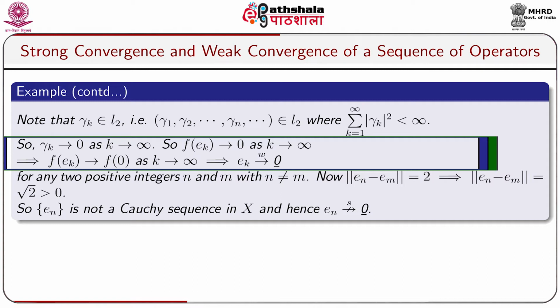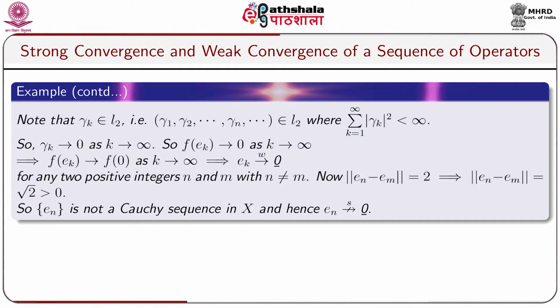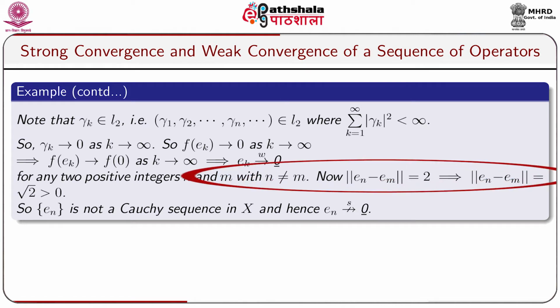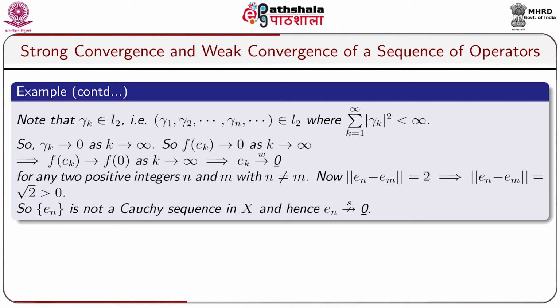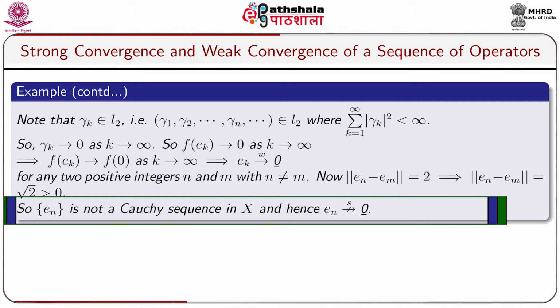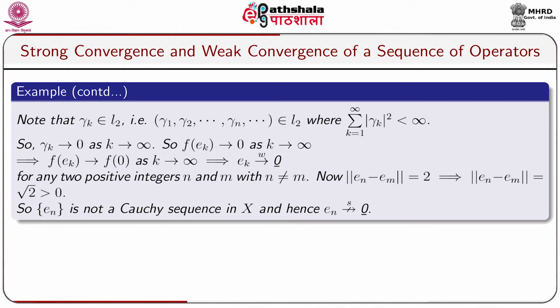So, gamma k tends to 0 as k tends to infinity. So, F of Ek goes to 0 as k tends to infinity. This means F of Ek goes to F of 0, because F of 0 equals 0, as k tends to infinity, which implies that Ek converges to the 0 vector weakly. For any two positive integers n and m with n not equal to m, we see that norm of En minus Em squared equals 2, which implies that norm of En minus Em equals root 2, which is greater than 0. So, the sequence En is not a Cauchy sequence in capital X. Hence, En does not converge to the 0 vector strongly.